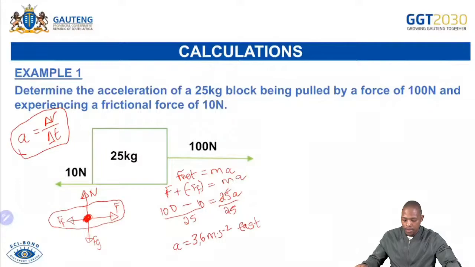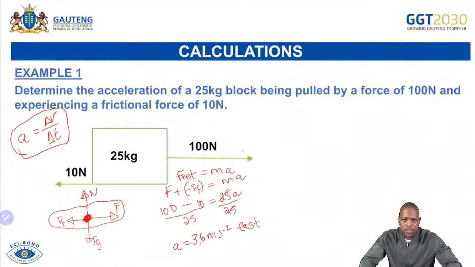It's east, or you can say the direction to the right, or you can say in the direction of motion. I'm saying east because I can see there's a diagram. There's the force pointing east. I can see the diagram is pointing to the right. However, you can also say in the direction of motion.